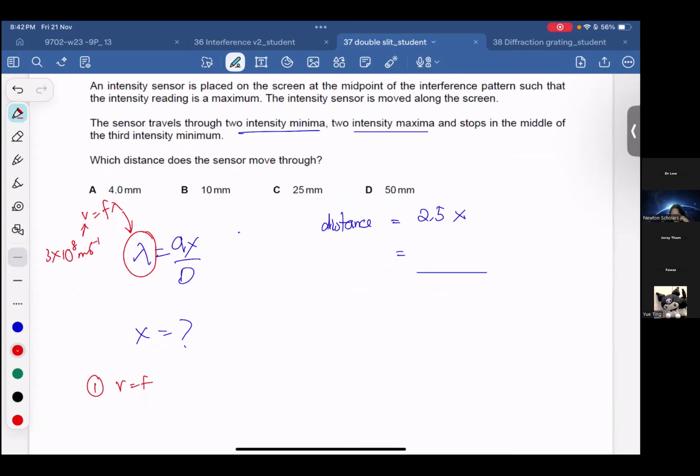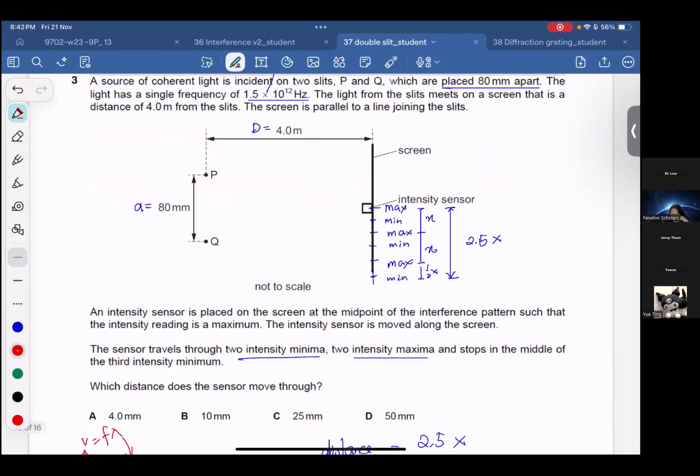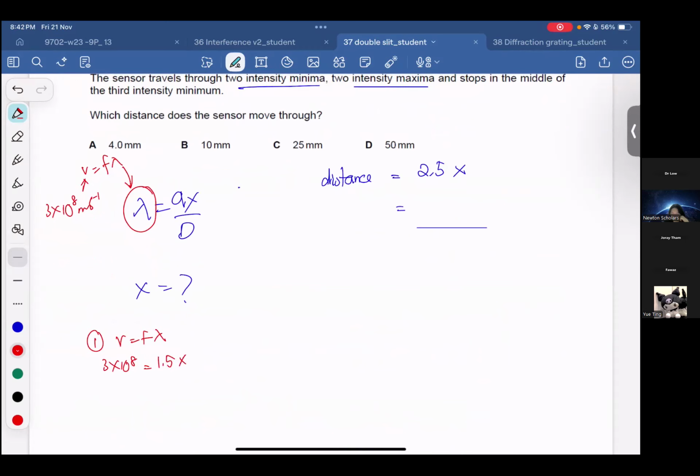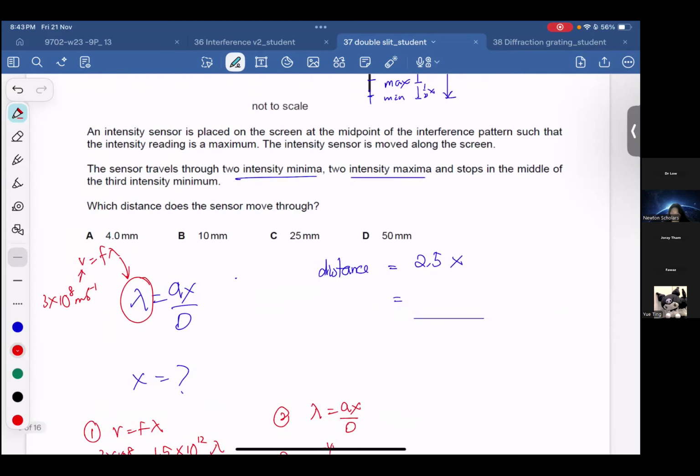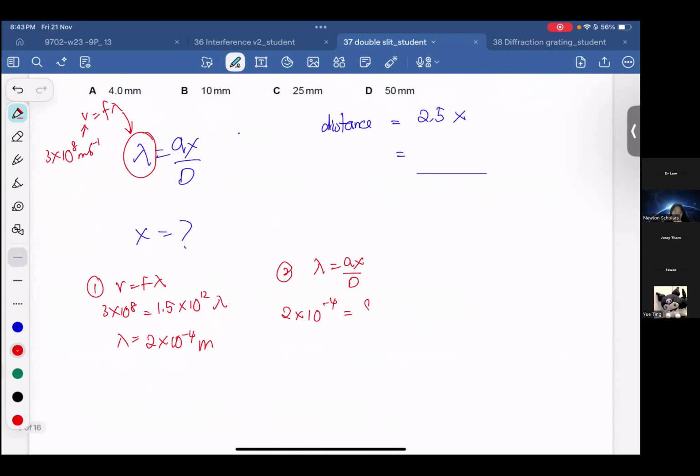First step, v equals f lambda. 3 times 10 power of 8 equals the frequency, 1.5 times 10 power of 12, times wavelength. Wavelength should be 2 times 10 power of negative 4 m. Then after that, substitute into wavelength equals x over d. So 2 times 10 power of negative 4 equals A, which is 80, so 80 times 10 power of negative 3, times x, divided by d. What is your d? D is 4. So x is equal to 0.01 meter. I get 0.01 meter for this step.